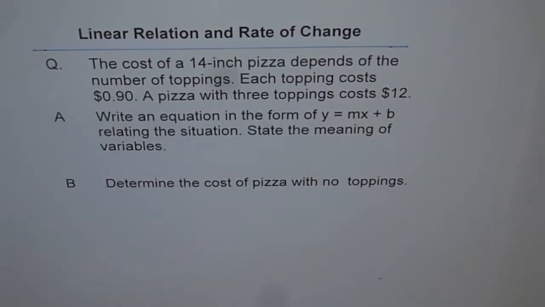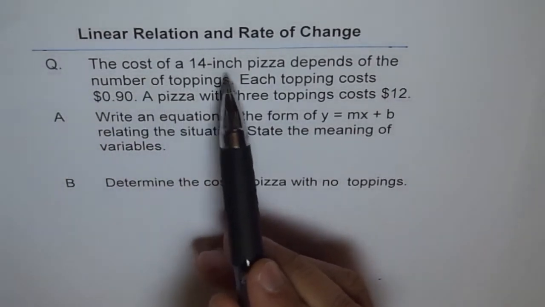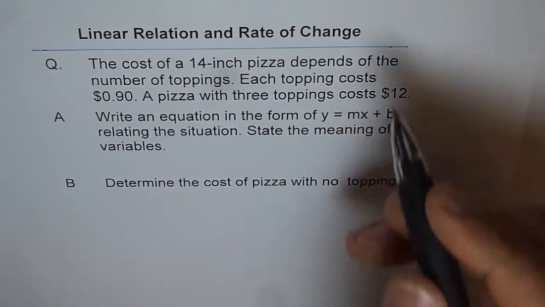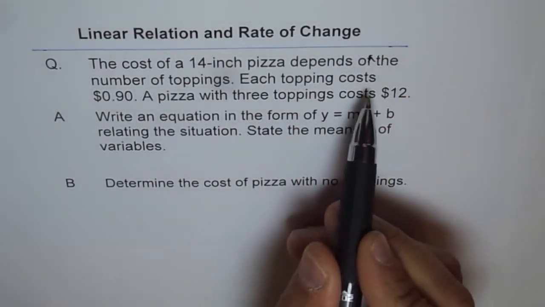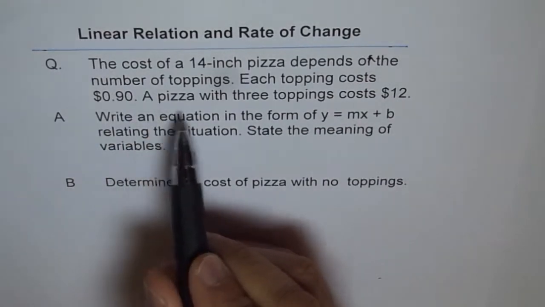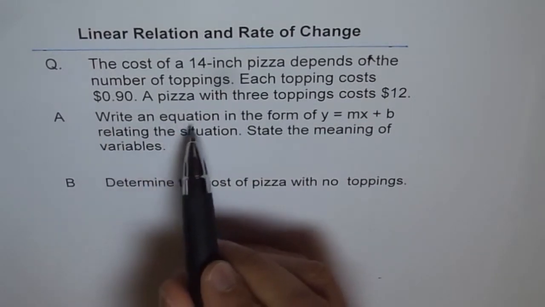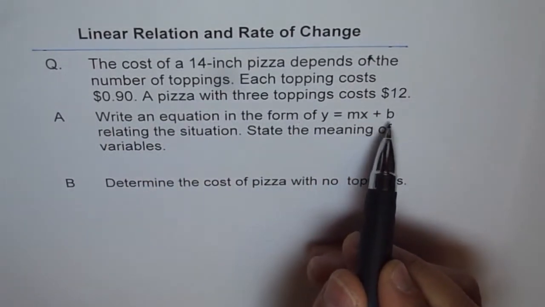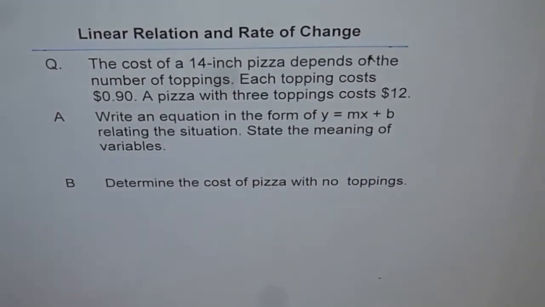Here we have another real life situation which will translate into a model using linear relation, correct? The question here is, the cost of a 14-inch pizza depends on the number of toppings. Each topping costs 90 cents. A pizza with 3 toppings costs $12. Write an equation of the form y equals mx plus b relating the situation. State the meaning of the variable, right?